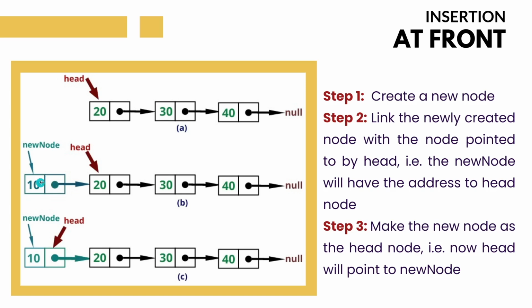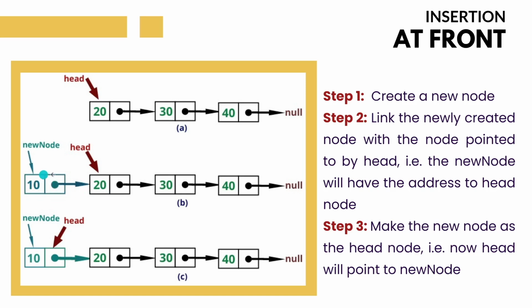Once we have created the new node, the next step is to add this new node to the existing list. And what are the changes we need to make at this point of time is that since 10 happens to be the first node of the list hereafter, it should point to 20.